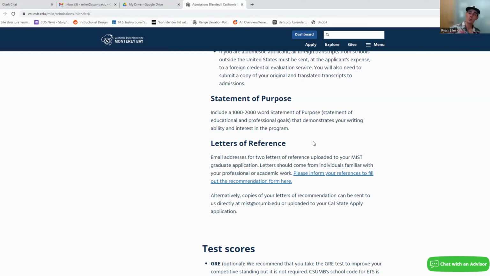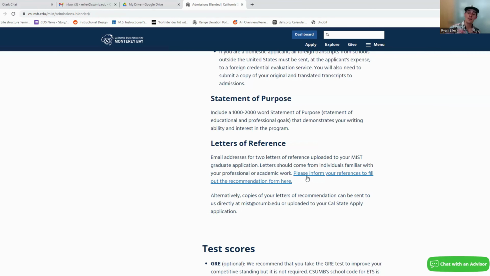What's important is that we try to stay away from personal recommendations if at all possible. The strongest recommendations are going to be from your employers or from an academic staff member of some kind. Now, you can have your recommenders submit a more traditional letter of recommendation. That is absolutely fine, and they can send that directly to me. They can send it to you and you can send it to me.